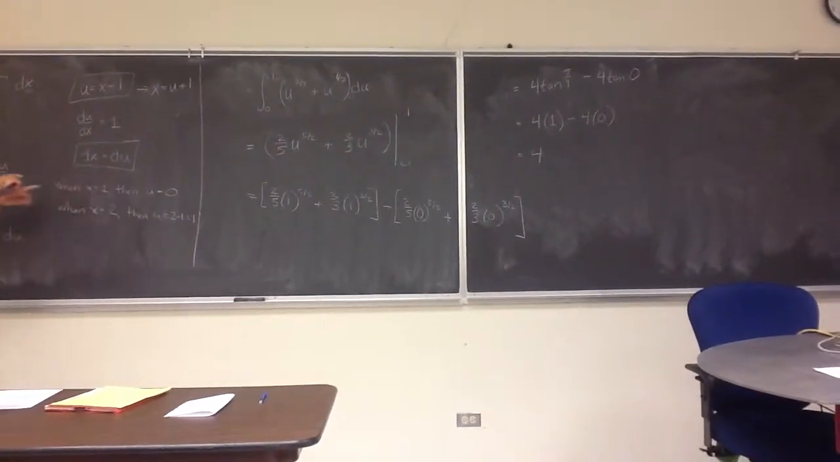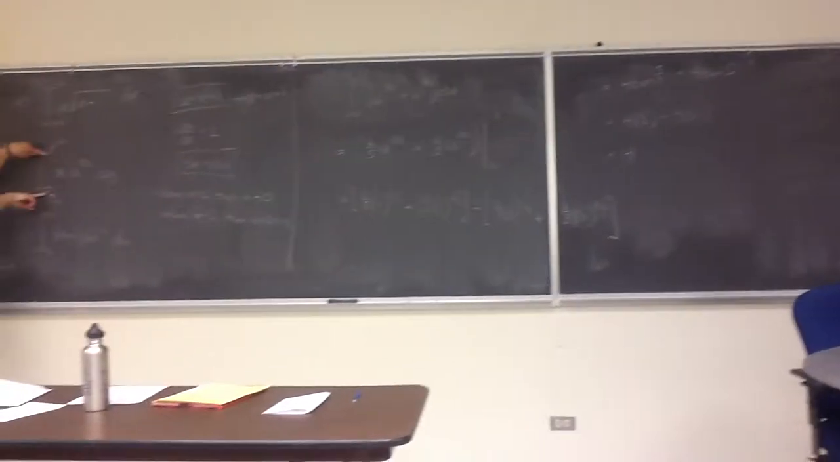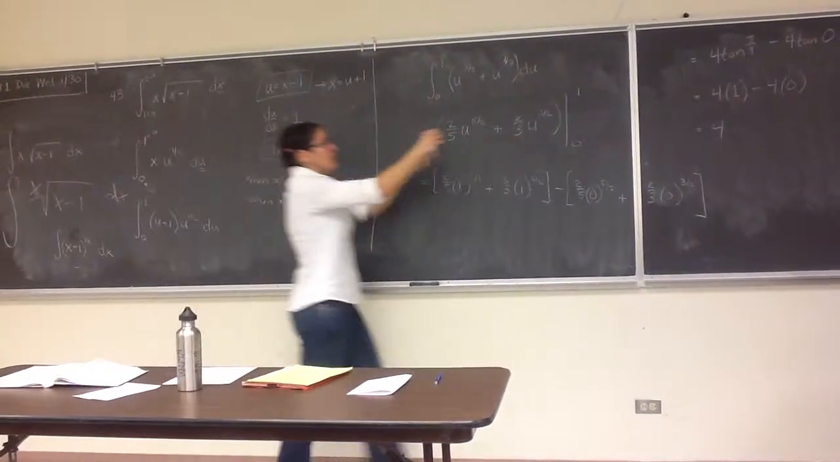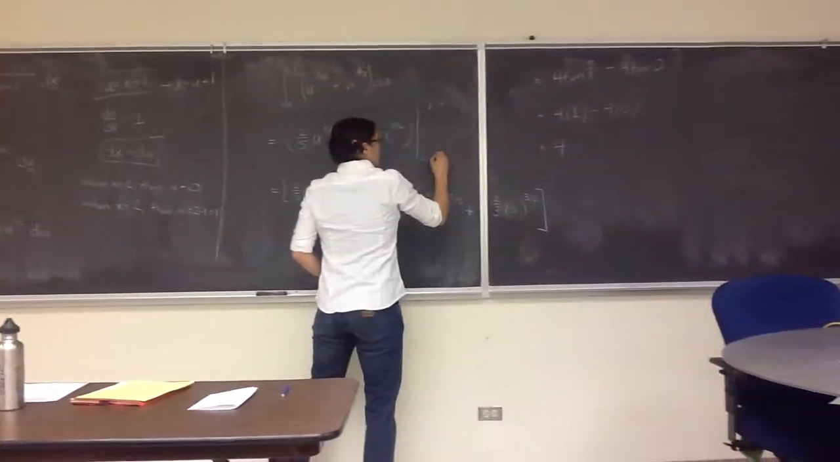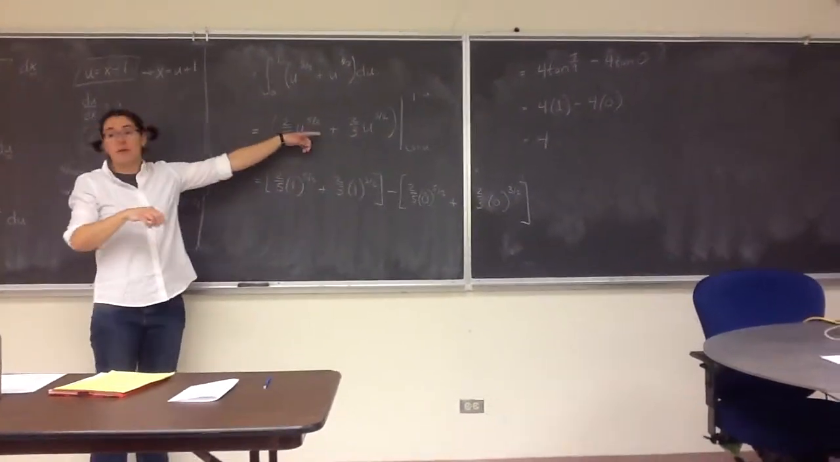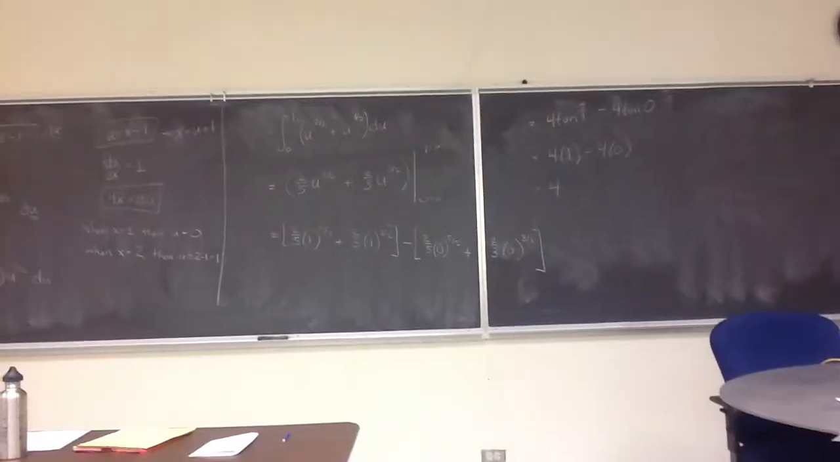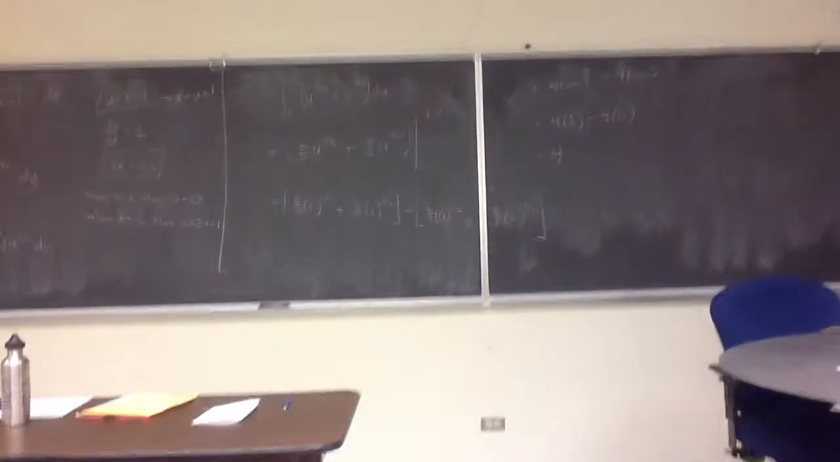Right, so remember how we changed these boundaries here? We changed it so that these guys are u values. So that means that because these are u values, I do not want to change back into my x's. I want to keep my u's and just plug in those new u bounds. If you change back to x's, you would change back to your original boundaries.